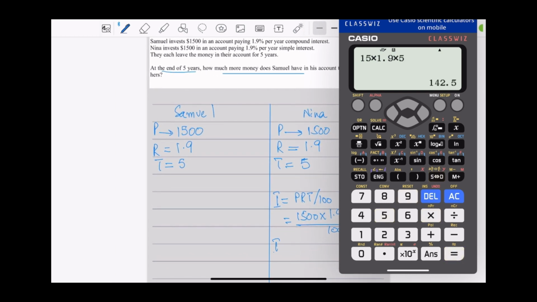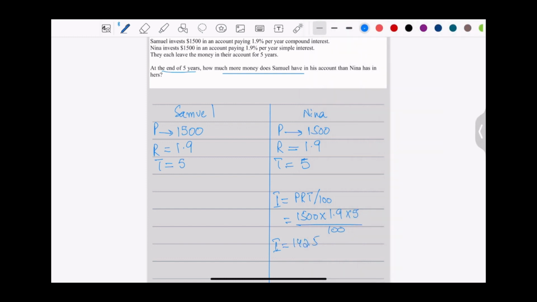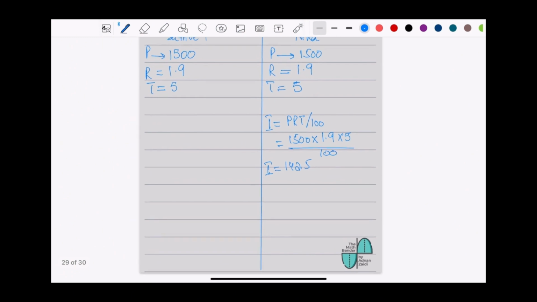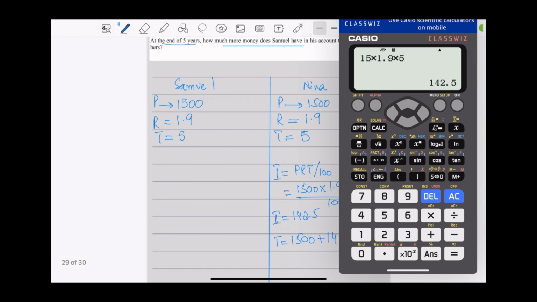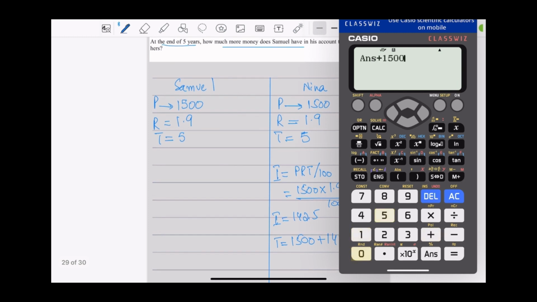So interest is 142.5. That's the simple interest only. So the total value that she has in her account is going to be principal plus 142.5, which after 5 years is going to be 1642.5.